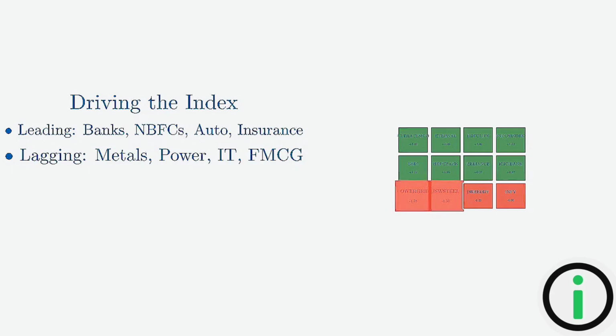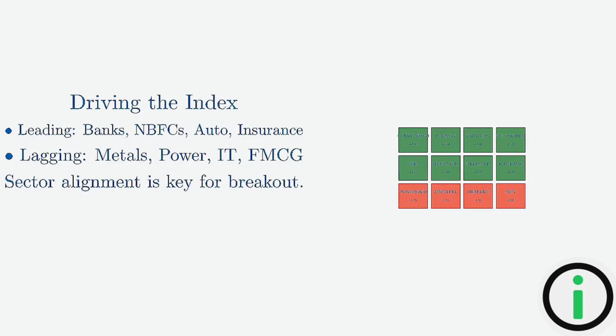However, it wasn't a green day for everyone. Power Grid was the top laggard, dropping 1.78%. JSW Steel and Dr. Reddy's also dragged on the index, alongside major IT names like Infosys and Wipro. This tug-of-war between the banking sector and the IT and metals sectors is exactly why the index finished nearly flat. For a real breakout to happen, we usually need these sectors to align in the same direction.